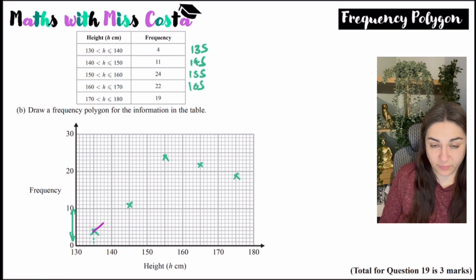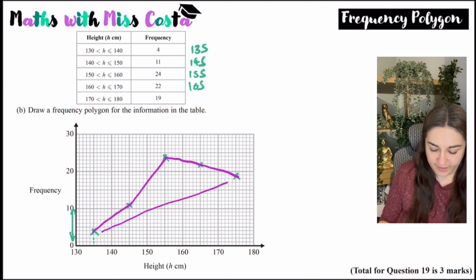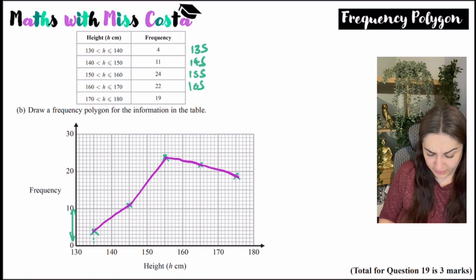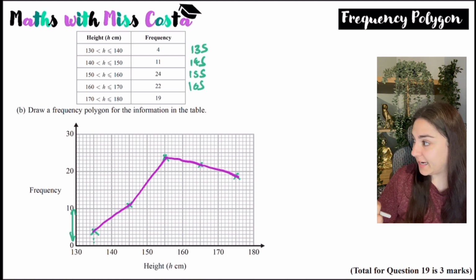So when you're doing a frequency polygon, you do join the lines together, just the ones like that are shown. Some people for some reason join it together like that. You don't do that. You just start from the first point and you join all of your points together.